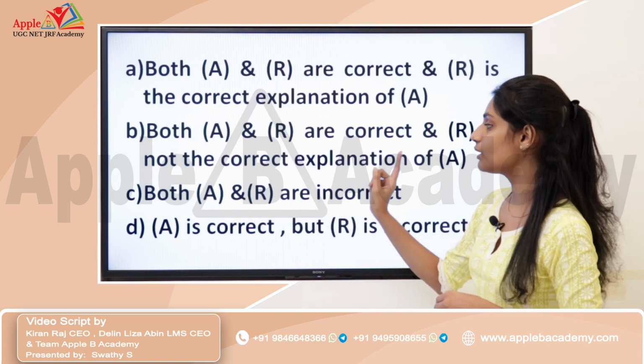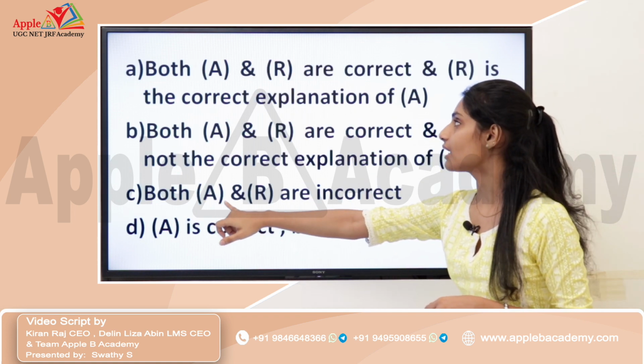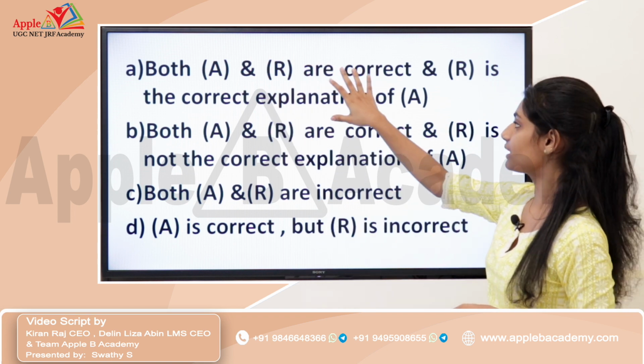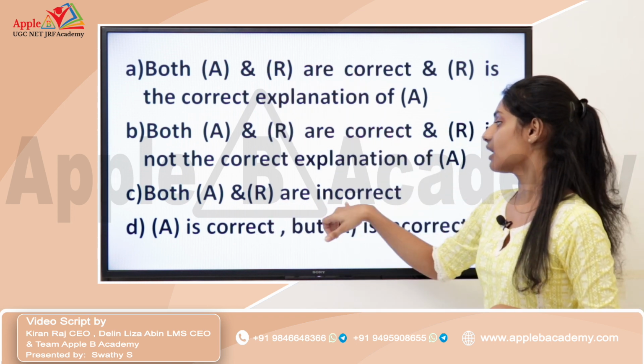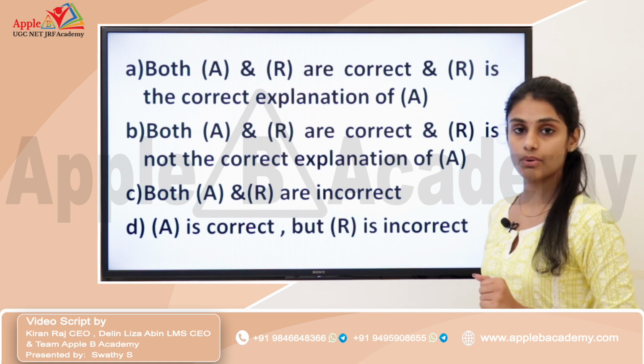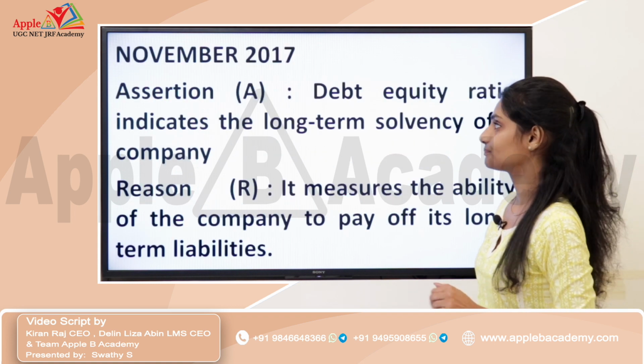So we have only one option where A is incorrect. In all other options it is given that A is correct. Both A and R are incorrect, and the correct answer for this question is option C.